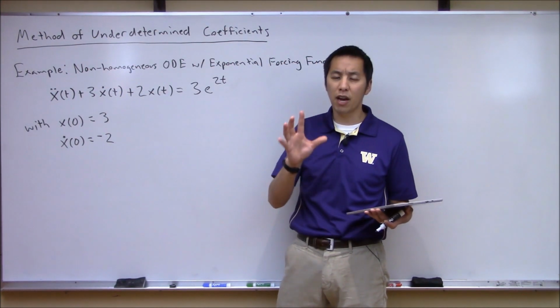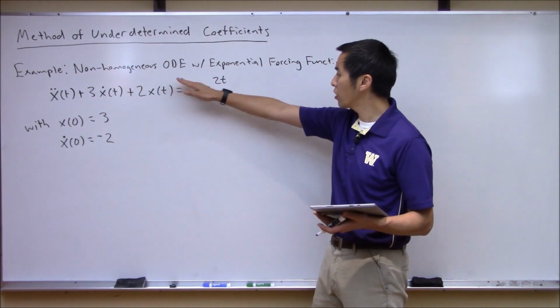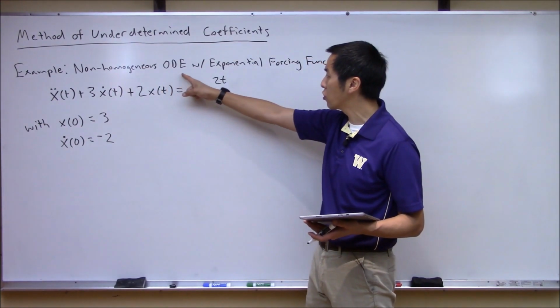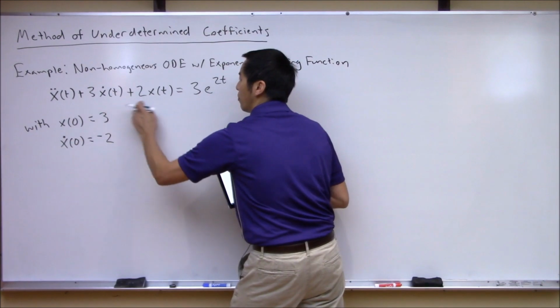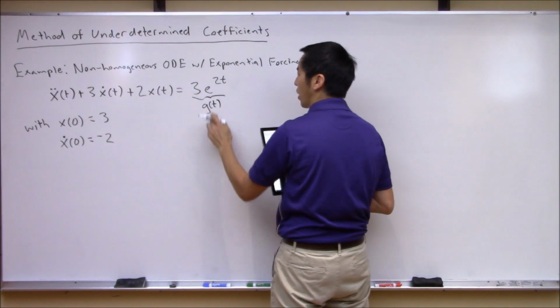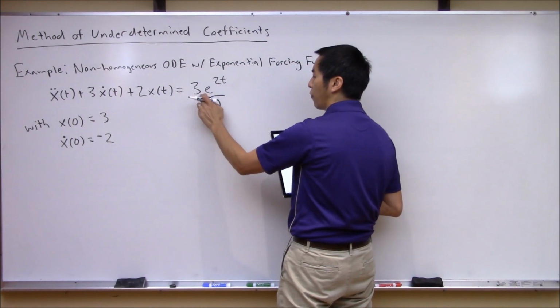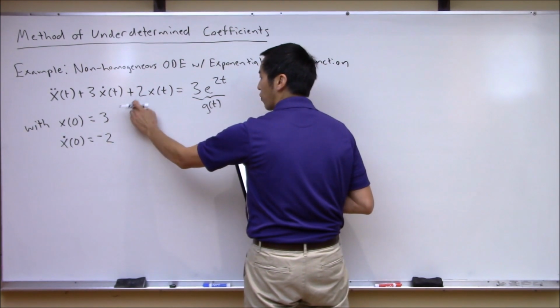And in particular, this is how we're going to find that particular solution that we need. So let's look at an example here of a non-homogeneous ODE with an exponential forcing function. Again, here's the ODE portion, and here's g of t, or the forcing function input. And as you can see, it's an exponential of the form 3e to the 2t. Again, here are the initial conditions for this differential equation.